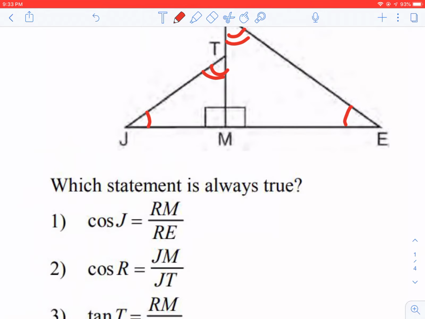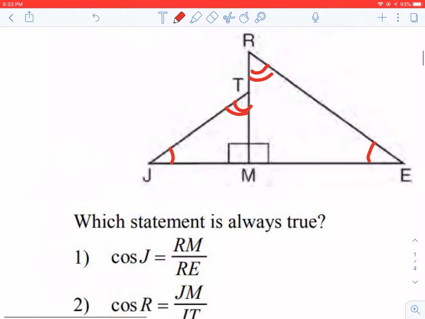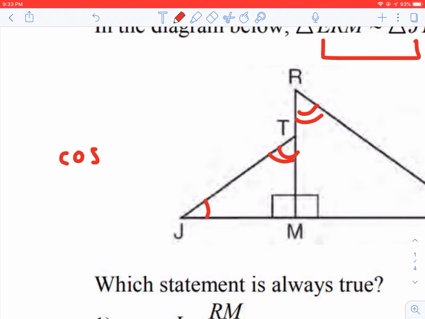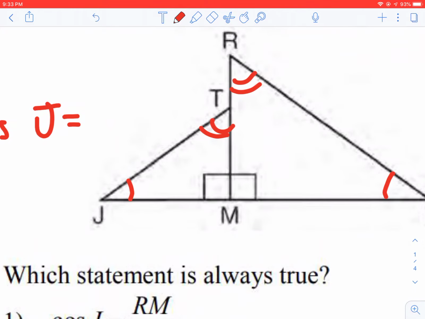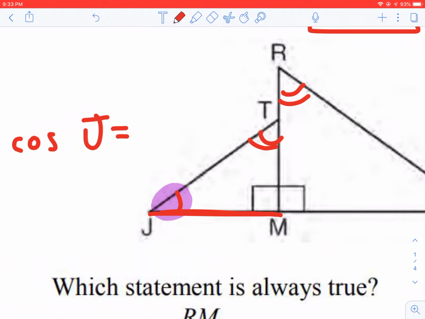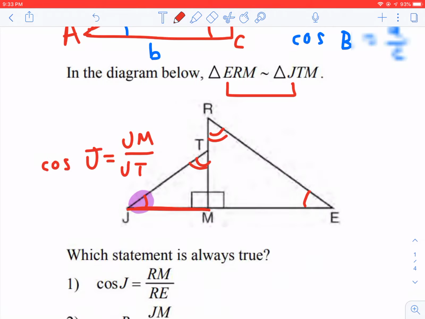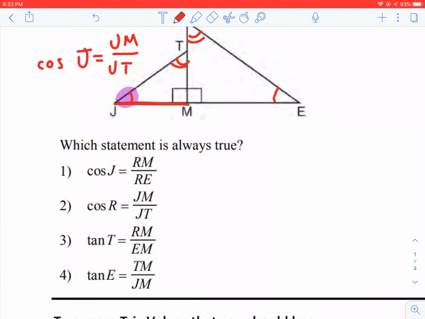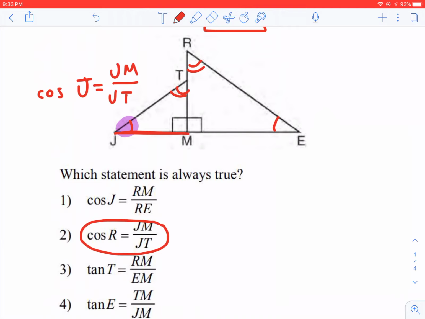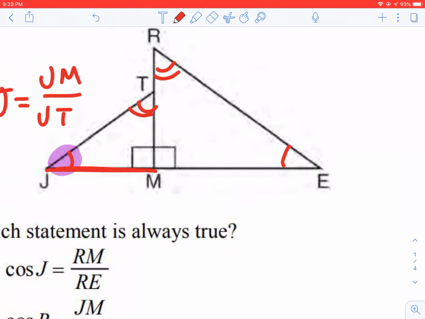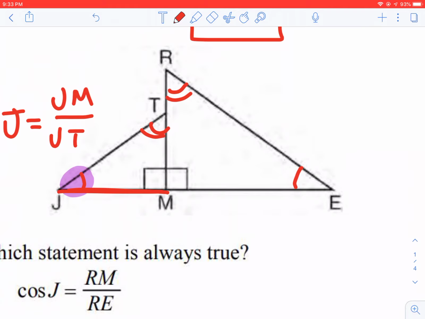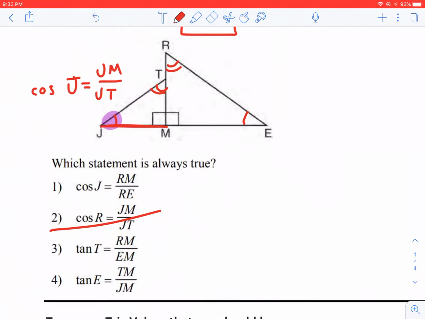So is cosine of J equal to RM over RE? Well, I know cosine of J is equal to adjacent over hypotenuse. I'm looking at angle J here. The adjacent side will be JM over the hypotenuse, which is JT. So I do not see that as a choice here. I see cosine of R is J over JT. And that's obviously not going to be true because cosine of R, that's the adjacent, that's the hypotenuse. So I can eliminate choice 2.